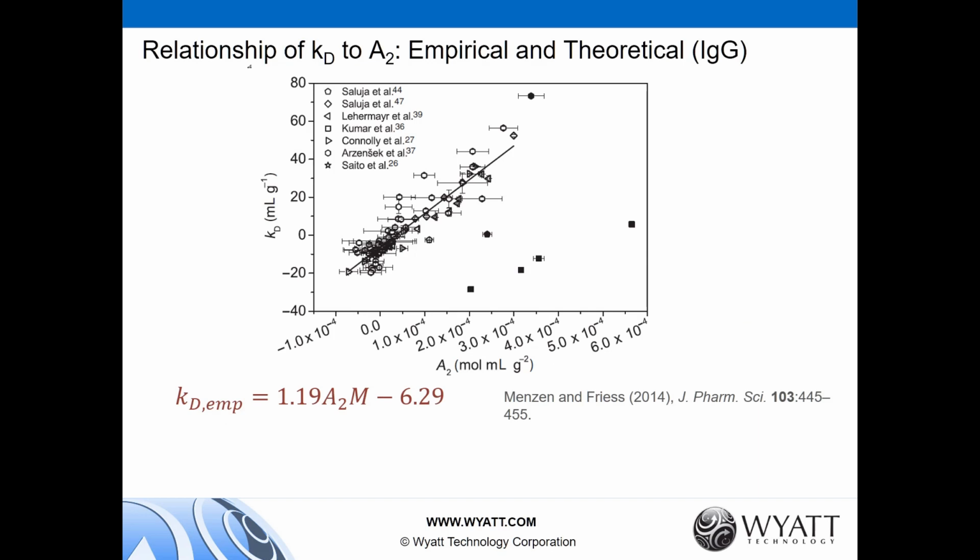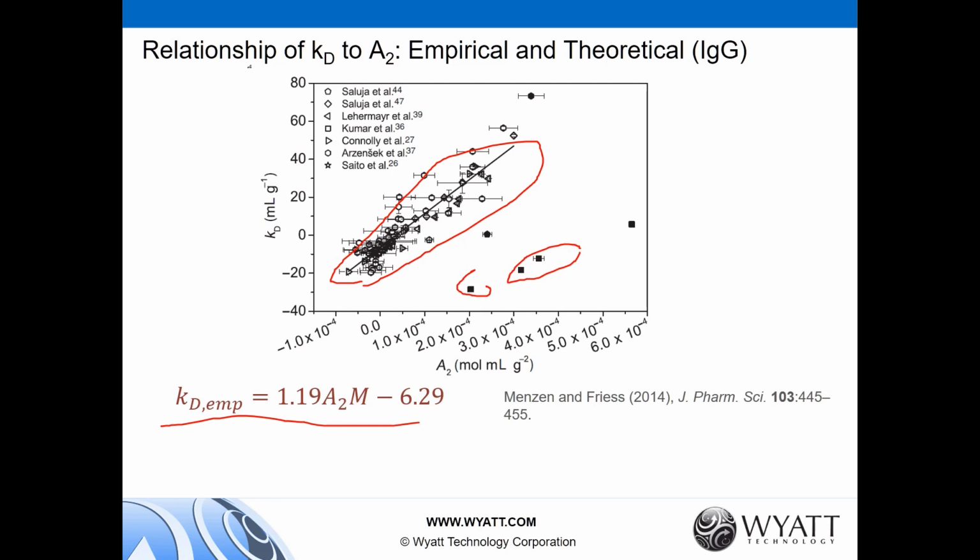In 2014, Menza and Fries published a paper which included a compilation of various publications in terms of the relationship measured between KD and A2, and found that almost all of the measurements were closely correlated by this single line described in the equation here. KD empirically is 1.2 A2M minus 6.3. And that was a pretty robust relationship. You can see that there's some outliers that were not included in the analysis, but it did differ from the theoretical relationship that I showed you in the previous slide.